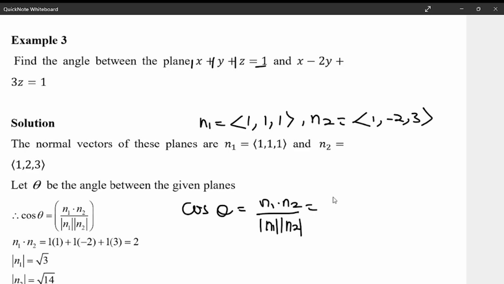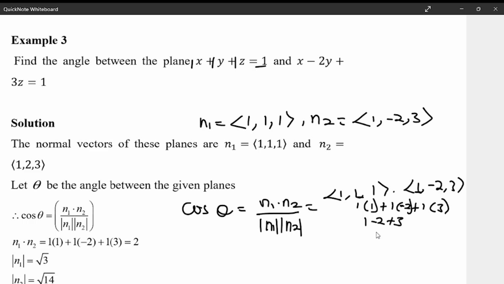So now let's find the dot product. 1, 1, 1 dot 1, negative 2, 3. We are going to have 1 times 1, plus 1 times negative 2, plus 1 times 3. So 1 times 1 is 1, 1 times negative 2 is negative 2, 1 times 3 is 3. So we have 4 minus 2, and that gives us 2. That's why we have it here.